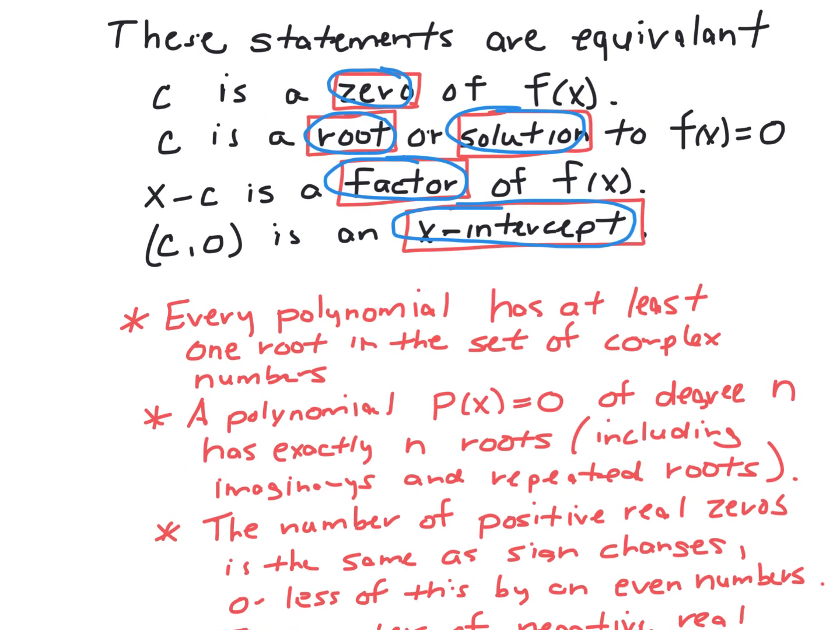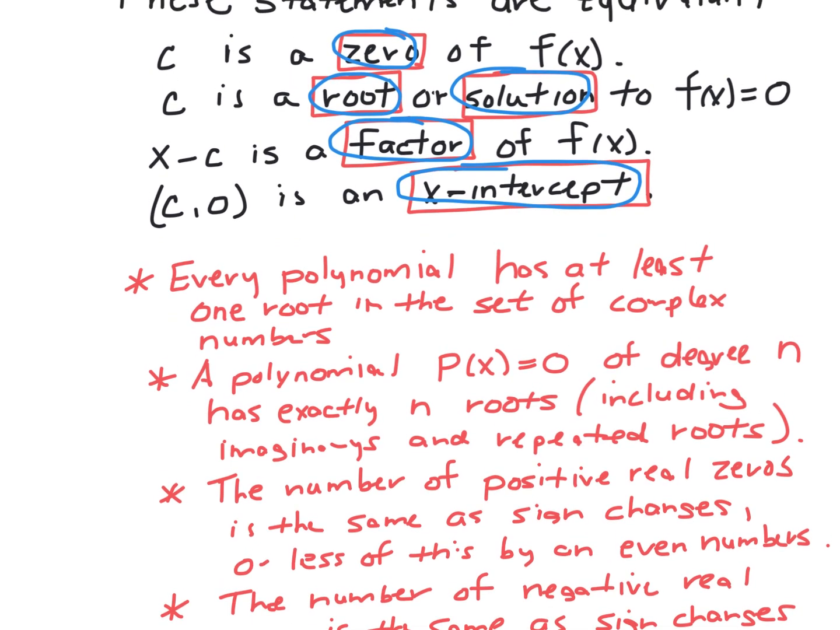Then a couple theorems. The first one being that every polynomial will have at least one root, which also means solution or zero, in the set of complex numbers. So every polynomial must have at least one. That could be imaginary, that could be a real number. It could be one that's used more than once, or a multiple root.